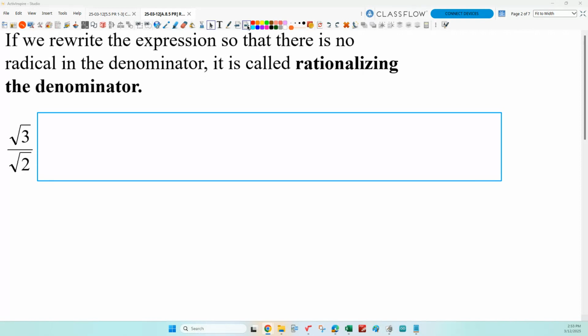You have an idea? Multiply by 2 over 2? Close.